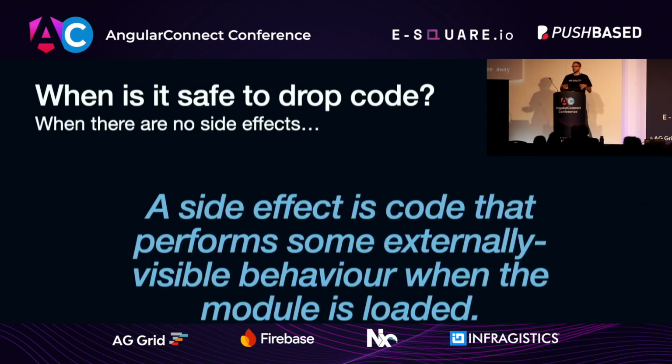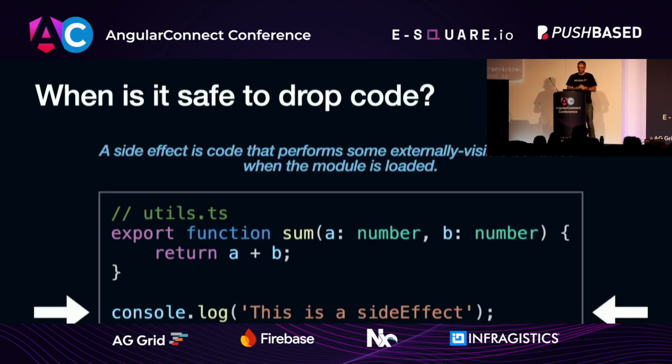But an important thing to realize straight away when we start dropping code is, does the code that we're dropping have any side effects? So a side effect is code that performs some external change when that module is loaded. So let's have a look at an example. Say our utils function, this is quite contrived, has this console log at the bottom of it. So this is going to be a side effect because it's going to cause an externally visible change when we load this utils module.